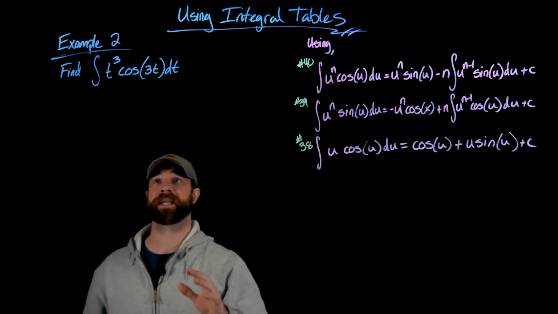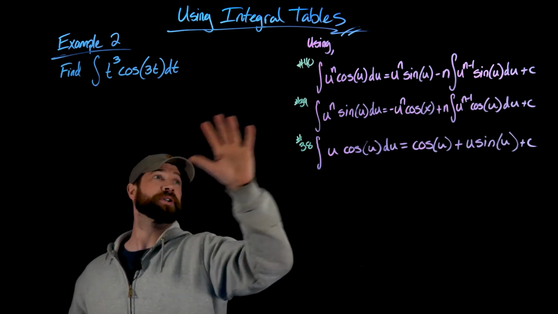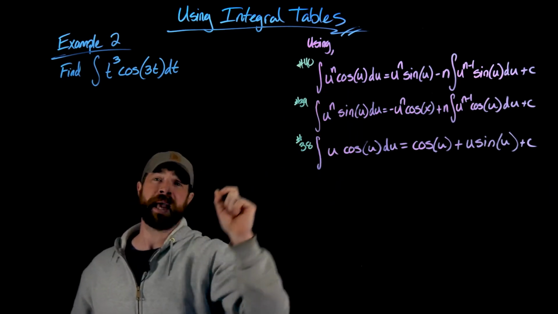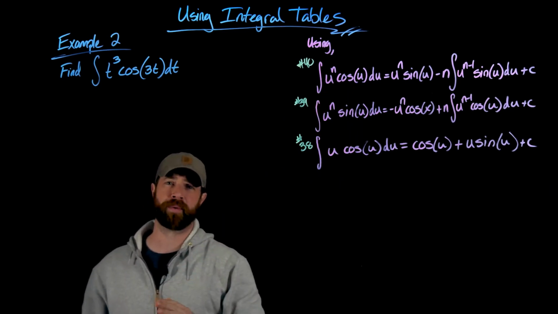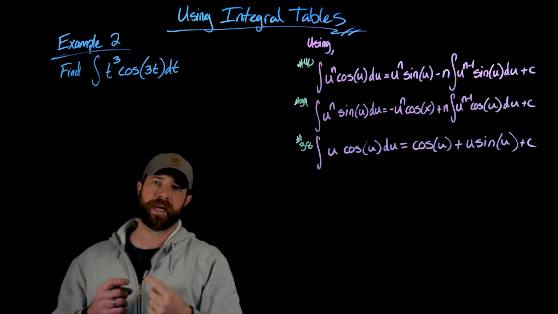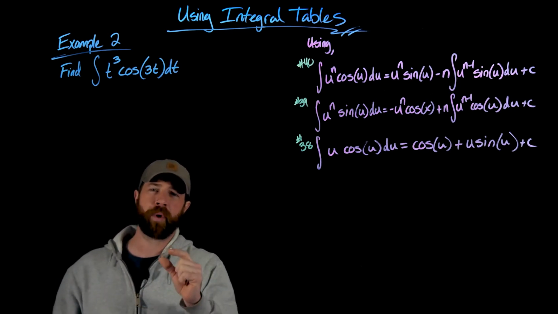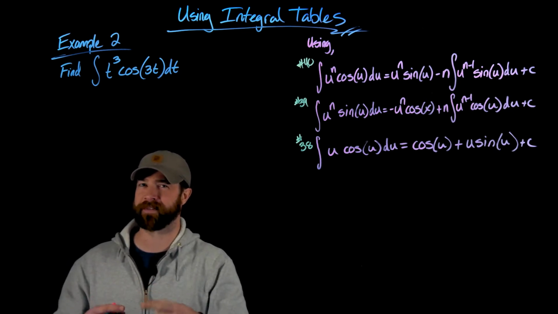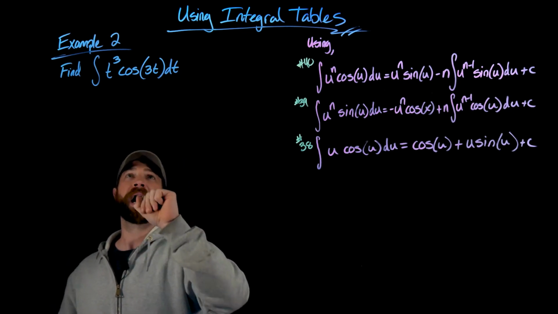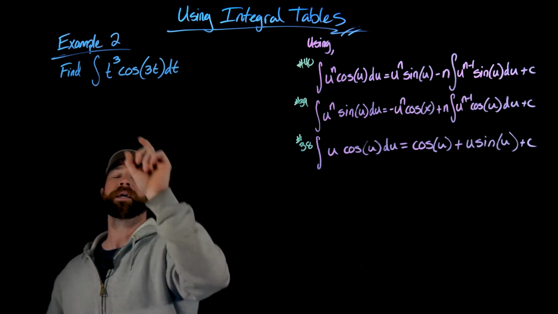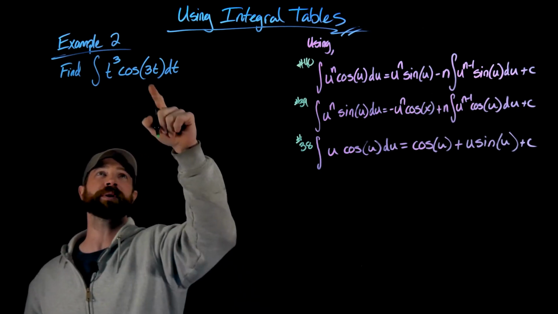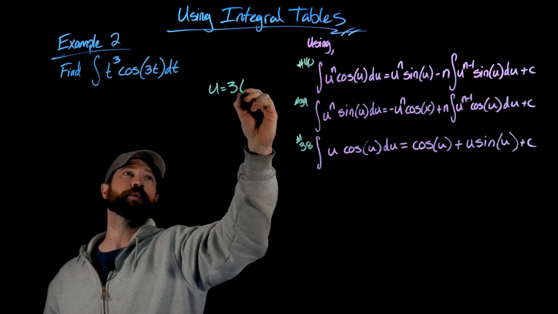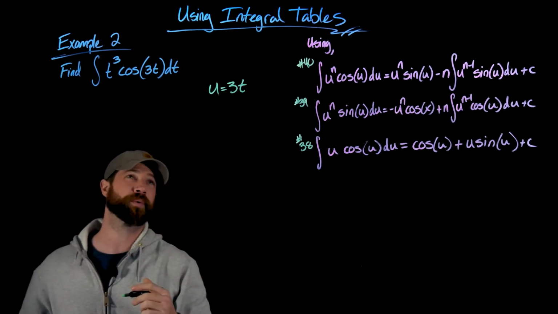So in this case, I need to make this look like one of these right here. Specifically, I'm looking to make it this. As before, generally speaking, when I do my u substitution, I want to make it for stuff that's an inner function, because that's the more difficult stuff to deal with. In this case, I could just let u equal t, but what I'm going to do is let u equal the 3t on the inside here. And hopefully as I work through this, you'll see the reason for that.